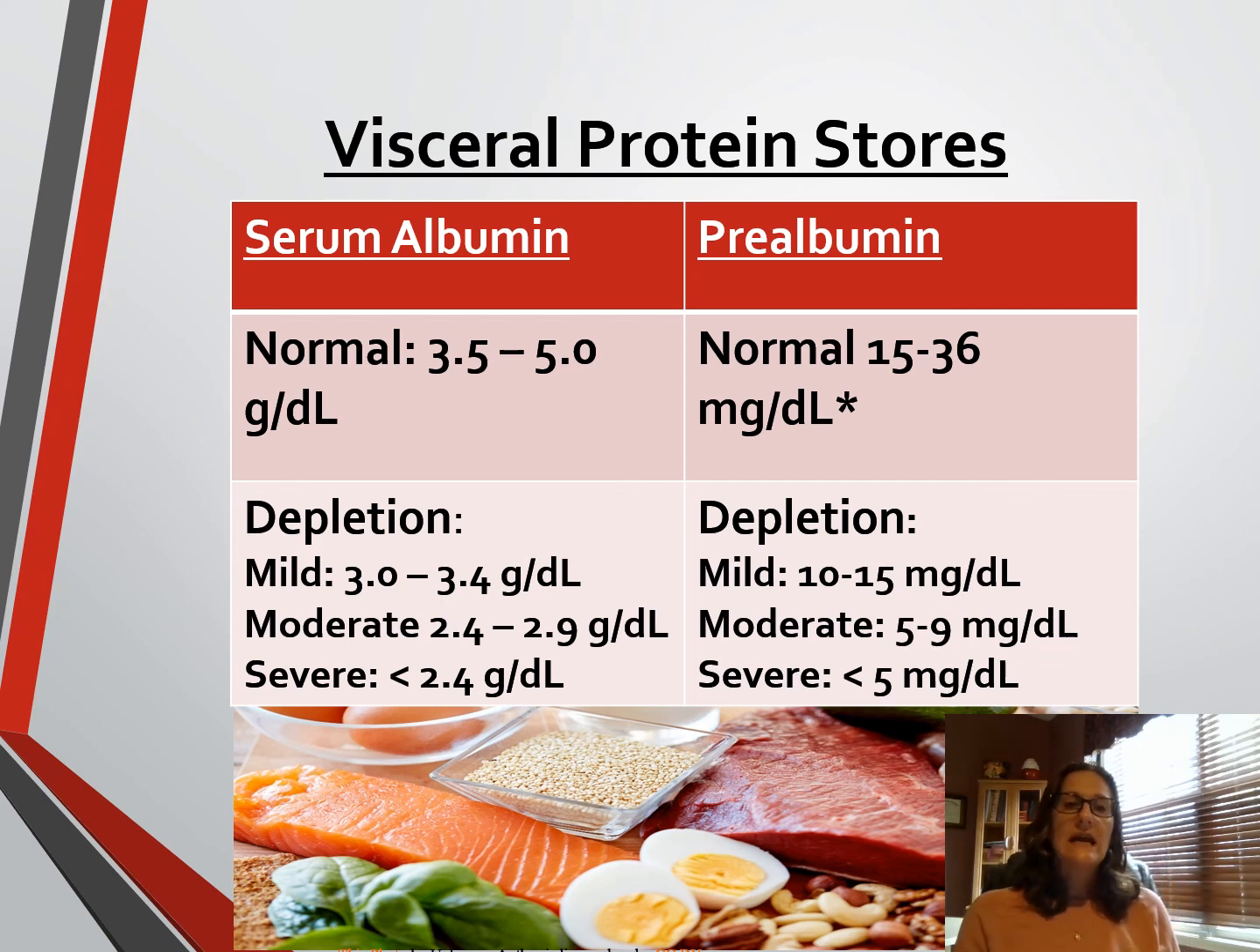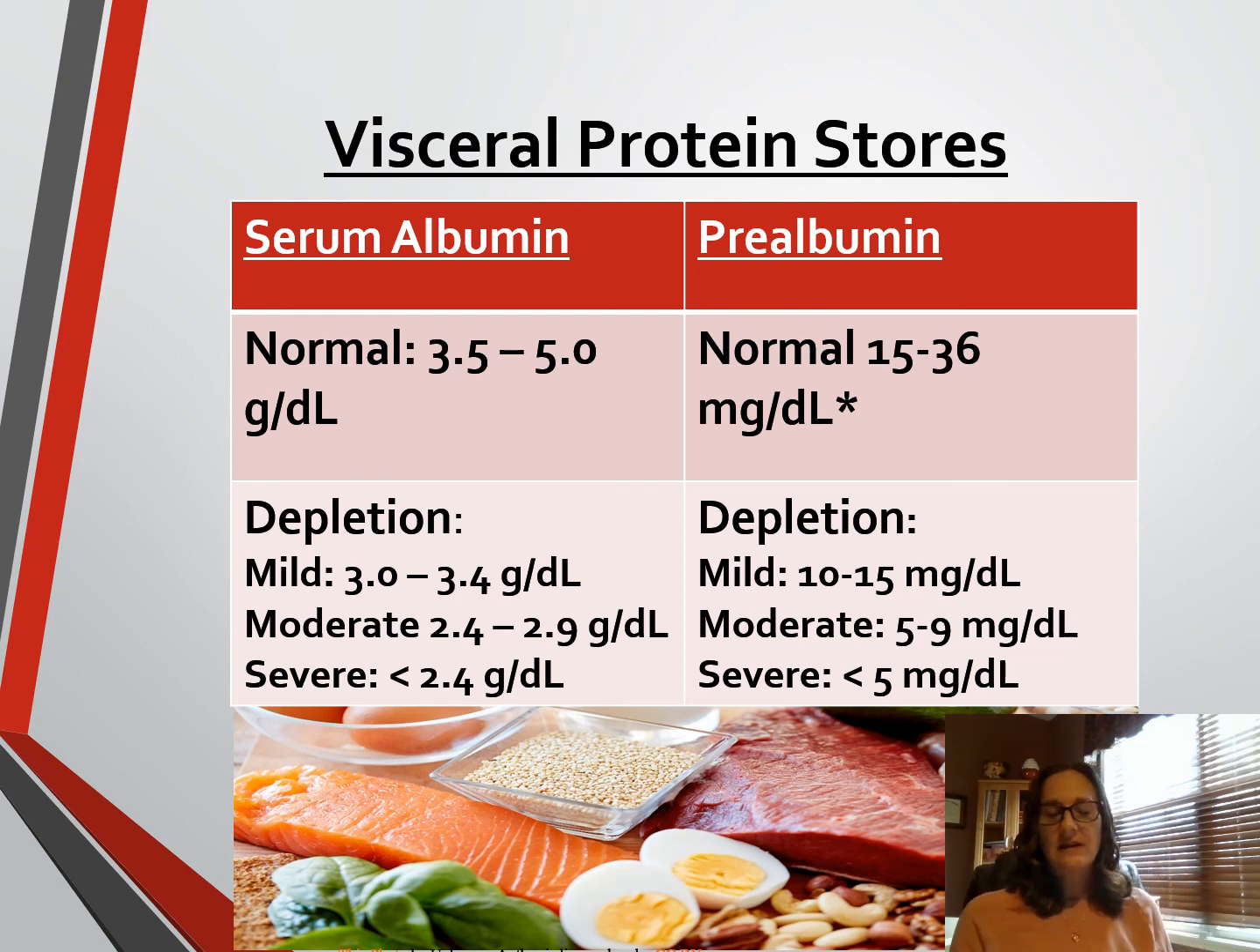The normal range of serum albumin is 3.5 to 5.0 grams per deciliter. We see a mild depletion between 3.0 and 3.4 grams per deciliter, moderate at 2.4 to 2.9, and then severe at less than 2.4. So make sure that you definitely know and memorize those different levels.